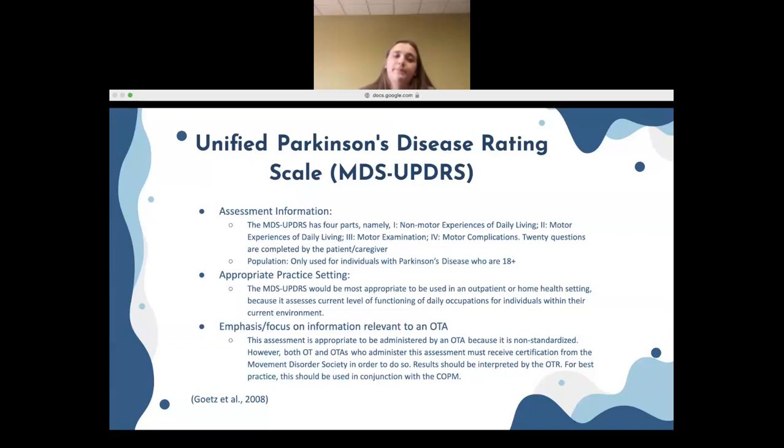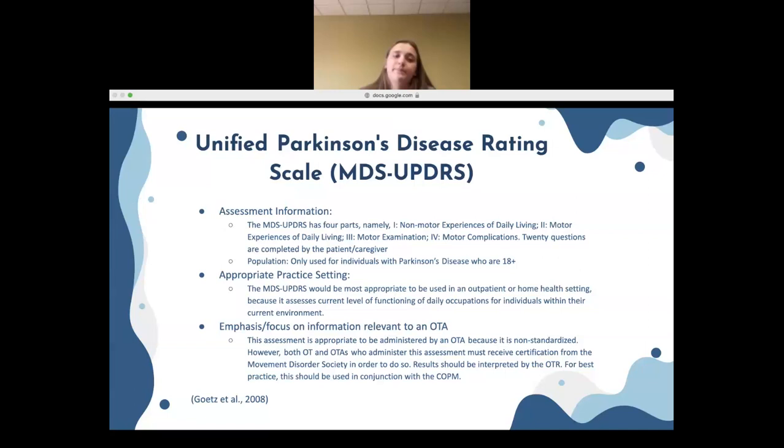This is only used for individuals diagnosed with Parkinson's disease and are 18 years or older. The appropriate practice setting for this would be either outpatient or home health, because it assesses that current level of functioning that they're at within daily activities of daily living within the environment that they are currently at for a more permanent setting. And then the emphasis on focus that's relevant to occupational therapy assistance.